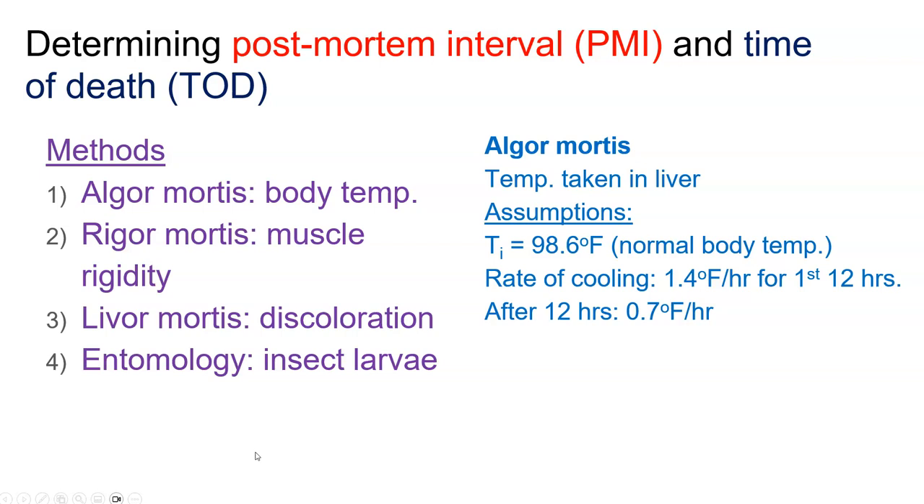And if you're wondering how accurate that is, it doesn't really make sense that there would simply be two different rates of cooling. And yes, you're right. It is actually not just two rates. It's more gradual. But this allows us to do some simple calculations and get a pretty close approximation to how long someone has been deceased. Okay, so we're going to do some problems here in a second.